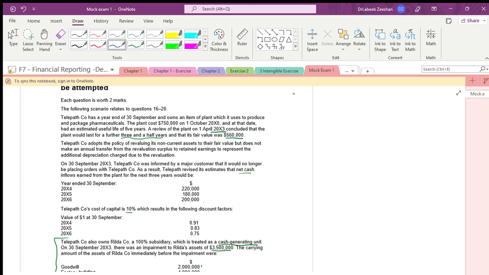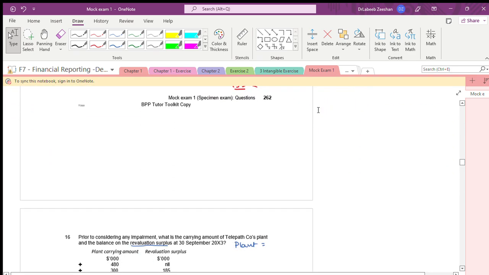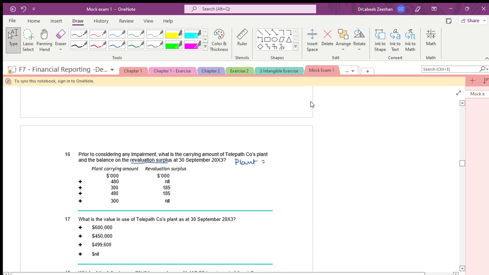See the thing. The year end is 30th September, and a review has been done on April 2003. Now we have to know what they are asking. What is the question? They are asking what is the carrying amount prior to consideration. What is the value of the plant? 560,000.